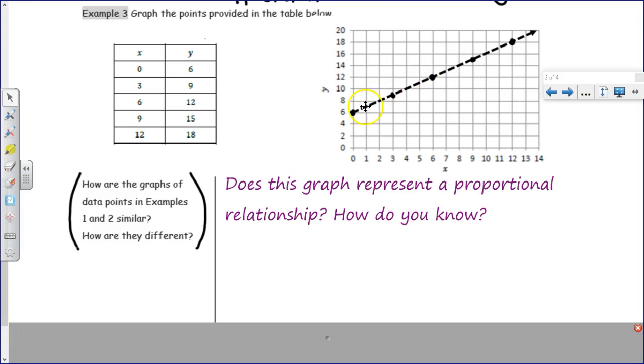Does it go through the origin? No. So you don't even have to figure out the next part, because if it doesn't go through the origin, it is not proportional. Now, it does make a straight line. Okay, that's great, but that still doesn't make it proportional. Okay, so the answer is no, because it does not pass through the origin.